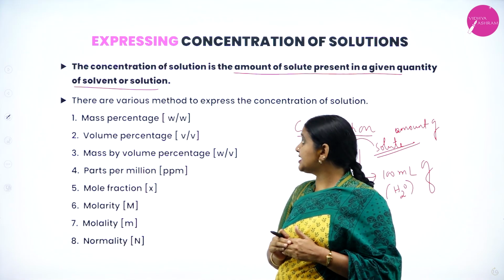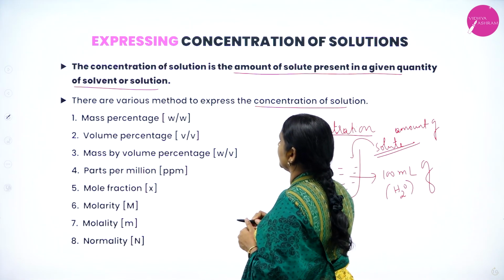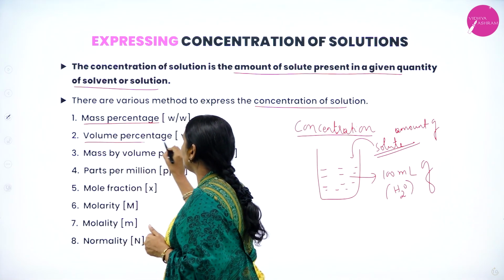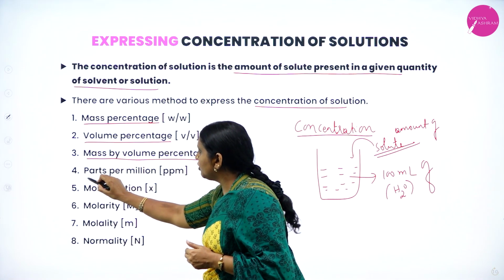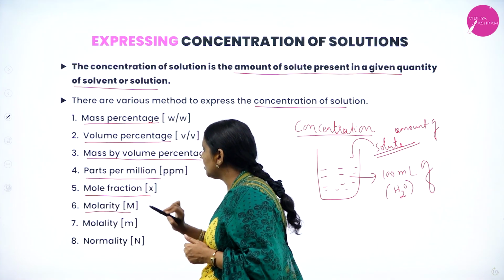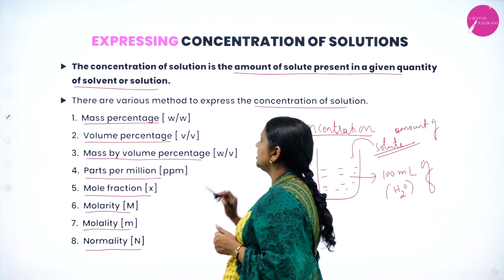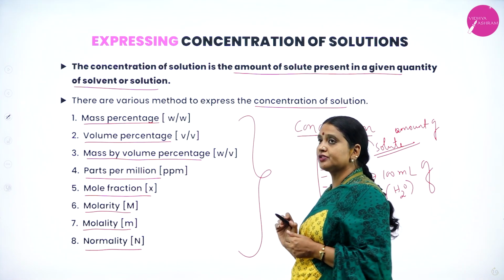Therefore, there are various methods to express the units of concentration of a solution. First one, mass percentage. Second one, volume percentage. Third one, mass by volume percentage. Fourth one, parts per million. Fifth one, mole fraction. Sixth one, molarity. Seventh one, molality. Eighth one, normality. What are the 8 units or 8 methods of expression of concentration of a solution?